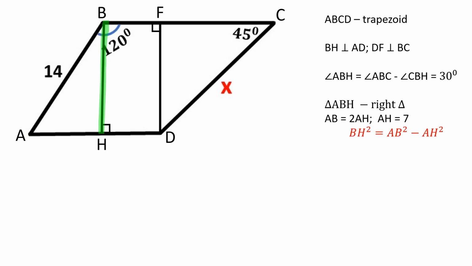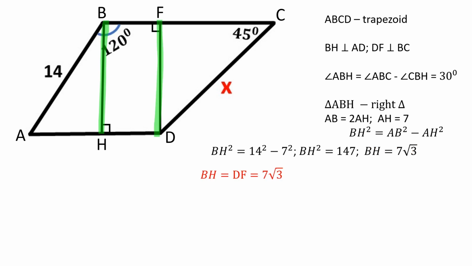We can find BH using the Pythagorean theorem. BH squared is equal to AB squared minus AH squared. Let's sub in the values. BH is equal to 7 square roots of 3. BH is equal to DF because they're both altitudes of the same trapezoid.